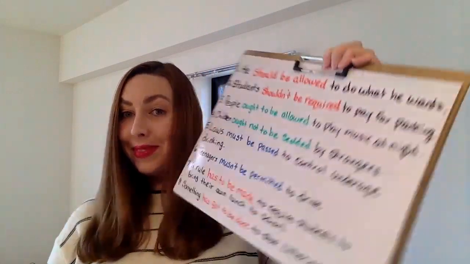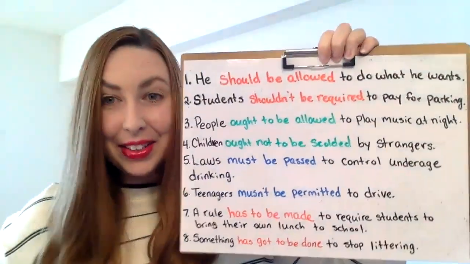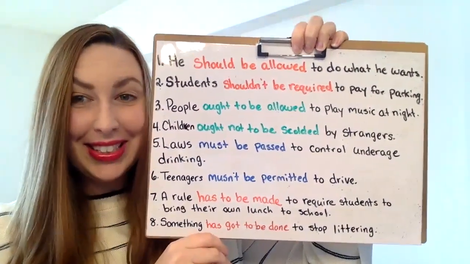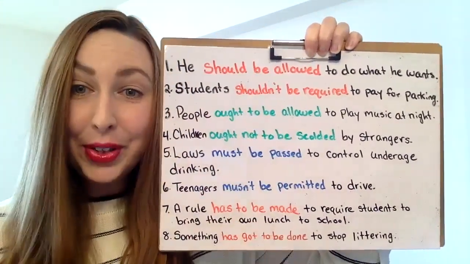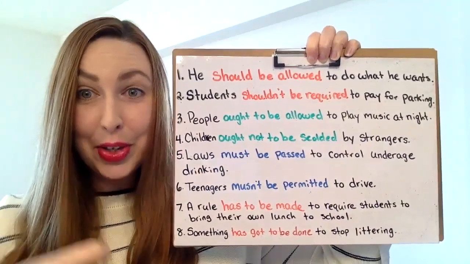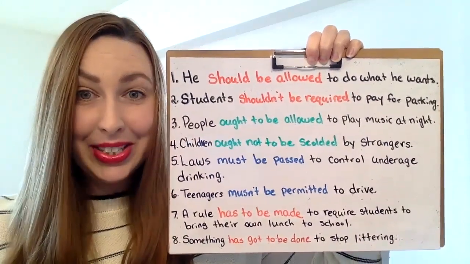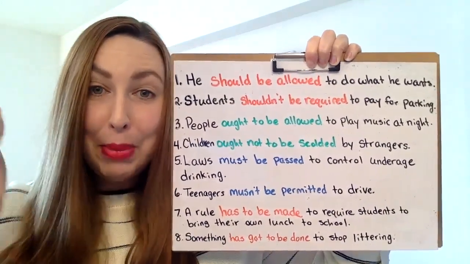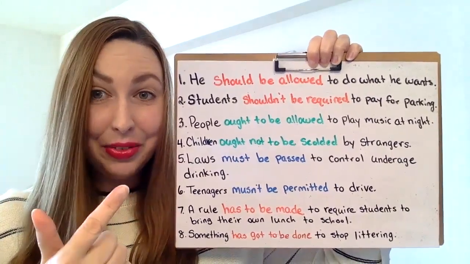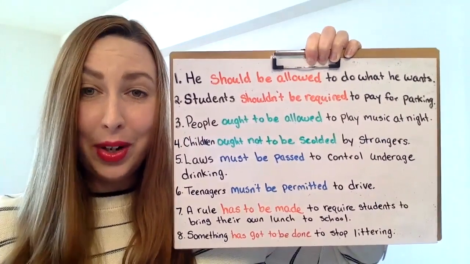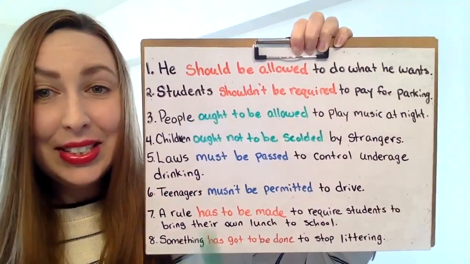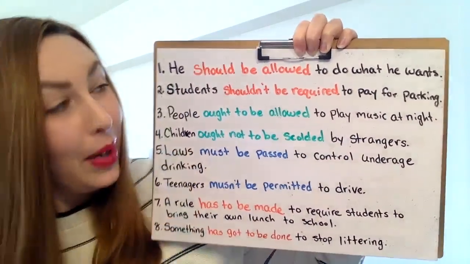Let's see. So look at this colorful board. Okay, so we have 8 different ways to give your opinion or a recommendation, and we have both positive and negative ways. I thought that would be easier for people to understand. So let's look at number 1.